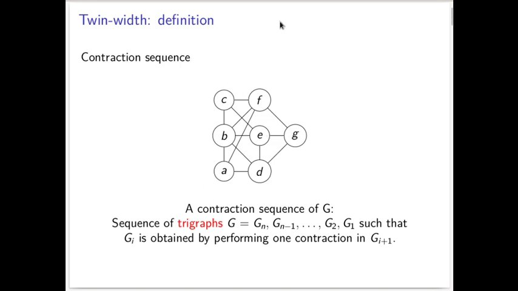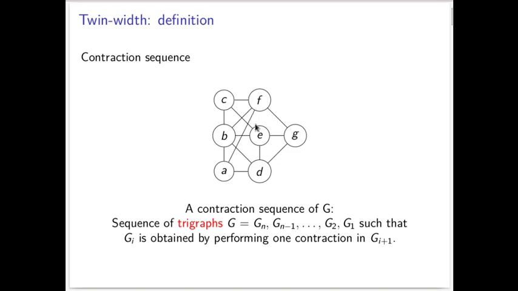Start from the graph itself and perform a sequence of contractions. A contraction means taking two vertices, no matter whether they are adjacent or not, and identifying them in order to create a new vertex. In this example, we start by contracting E and F in order to create a new vertex EF. The new adjacencies are as follows. If a vertex is adjacent to both E and F, like C for instance, then C will still be adjacent to the new vertex EF.